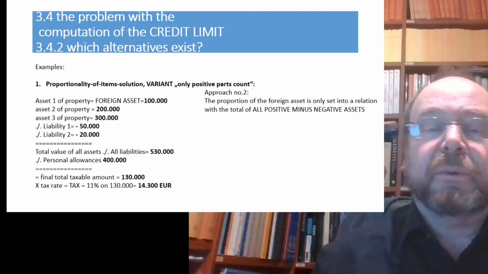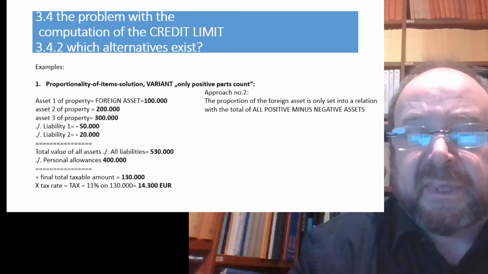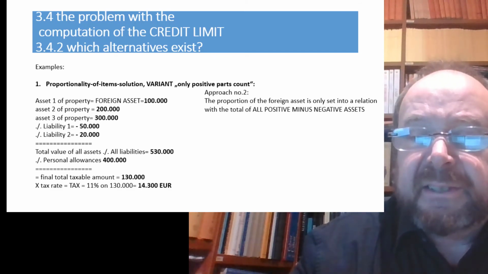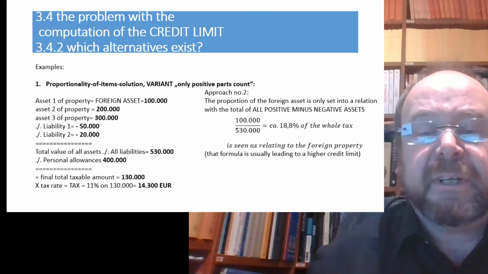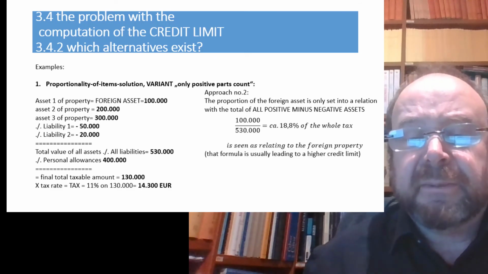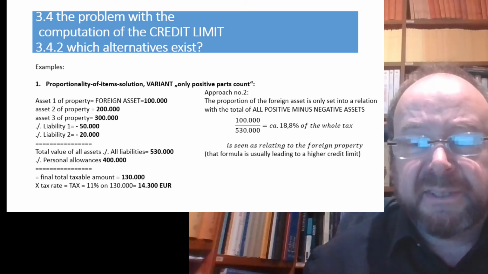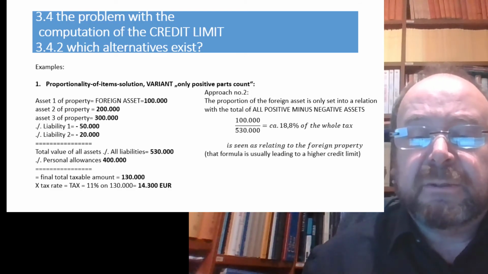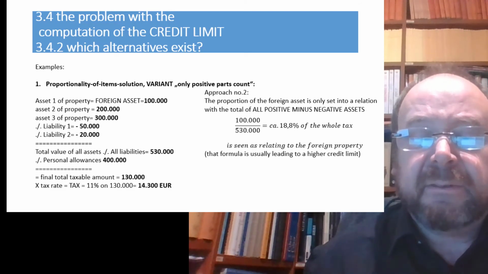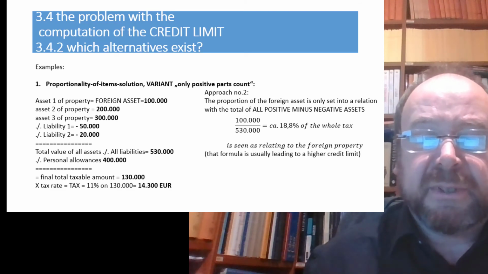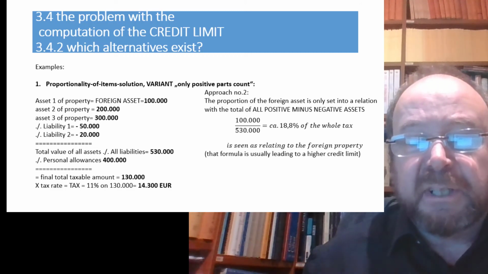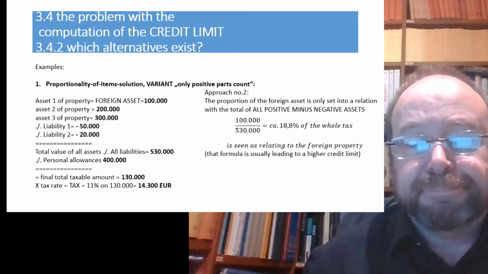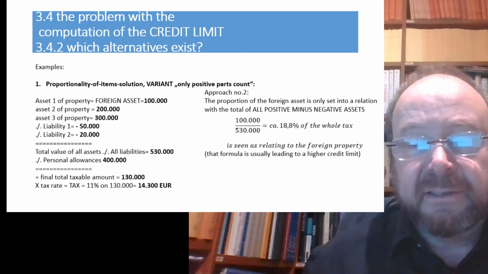Now in the second approach, all positive minus negative assets, then I have 100,000 in relation to 530,000. That's approximately 18.8%. That leads usually to a higher tax credit because the percentage is higher, because here the number below is lower, so the divisor is lower.